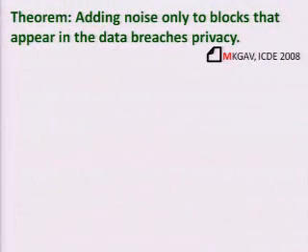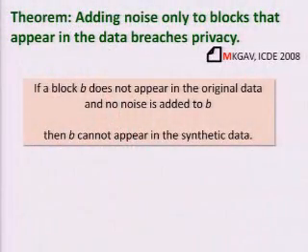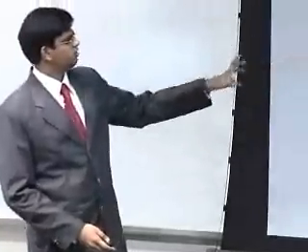Okay, so the one property that I'm going to use about the algorithm that I did not fully specify is that if a block P does not appear in the original data, that is, nobody comes from that block, and you don't add any noise to that block, then it won't appear in the synthetic data also. And so we call such a block to be ignored. So I'm going to use this property to show you a privacy breach.